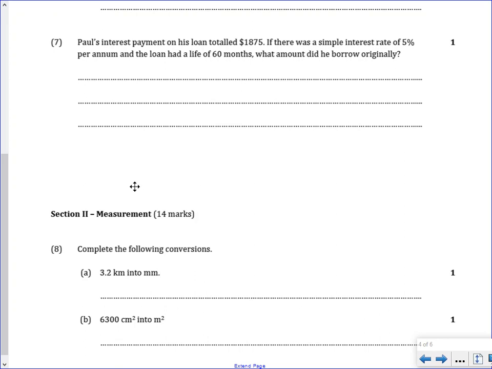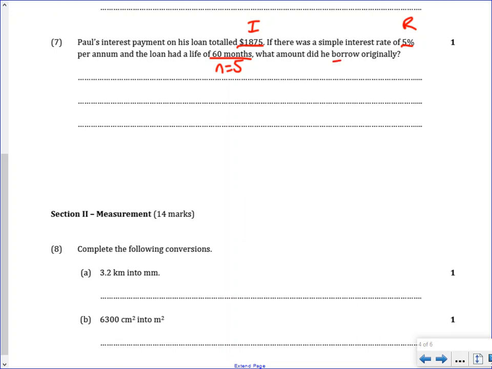So basically, this is a simple interest question except in reverse. Because we're told that the interest was that. We're told that the annual rate was 5%. And we're told the amount of months was 60. So as we saw in the previous question, that's actually n equals 5, because that's 5 years. We want to make sure that the interest rate, 5% per annum, and the amount of time, 60 months, match, so we make it 5 years.